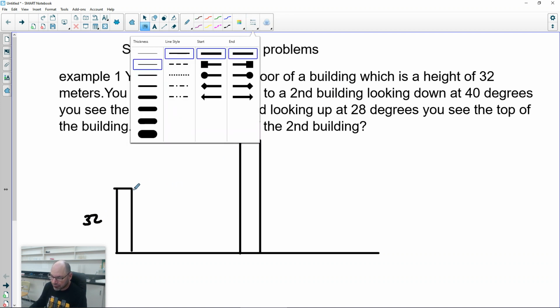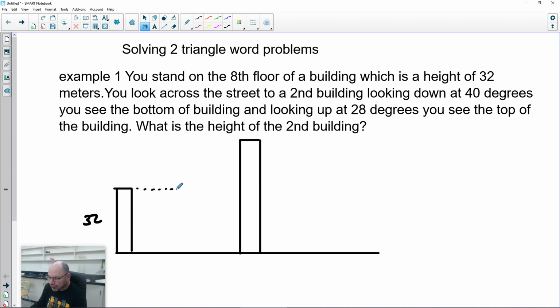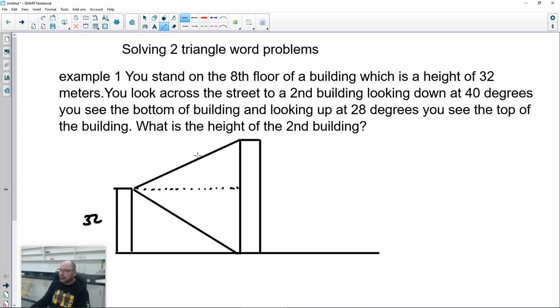Then we just make our parallel line with the ground here. We're going to look down and see the bottom, and we're going to look up and see the top. Now we know that the bottom angle is looking down at 40 degrees. So down at 40 degrees, or angle of depression, sometimes they'll call it. This is 40 degrees, and then the angle of elevation looking up is 28.